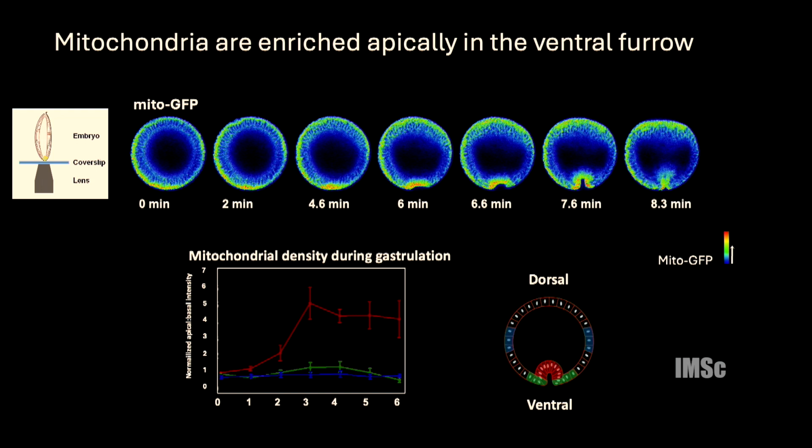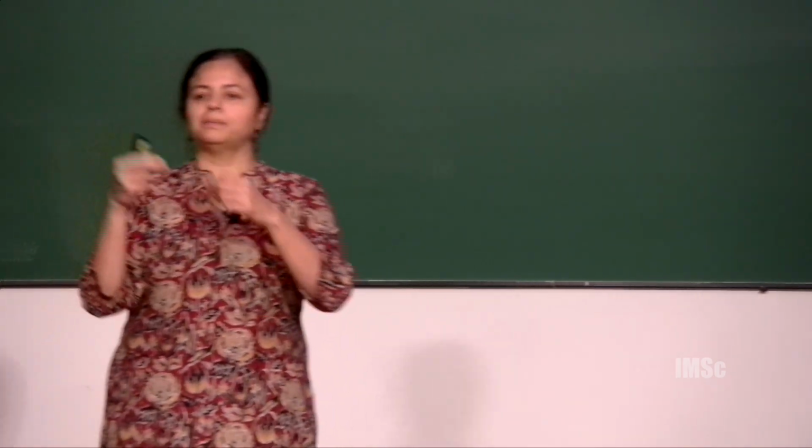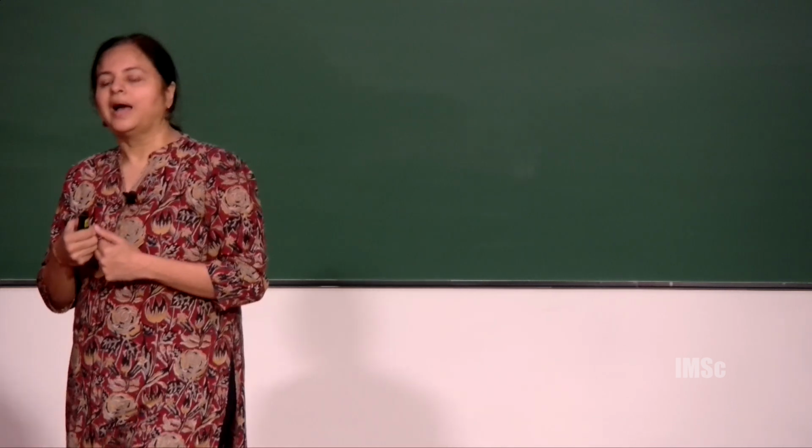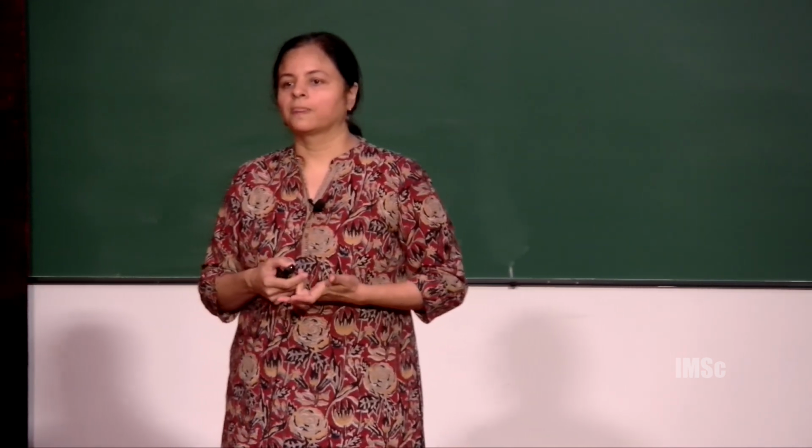There is some active transport. It is microtubule driven. So they are migrating on microtubules to the apical location, exactly where the... How is it known that it's on microtubules here? So we've done experiments where we, for example, abrogate microtubule function, and then we see that the mitochondria are not going there anymore. And of course, the ventral furrow itself is defective.